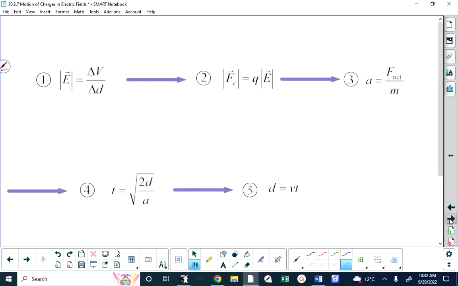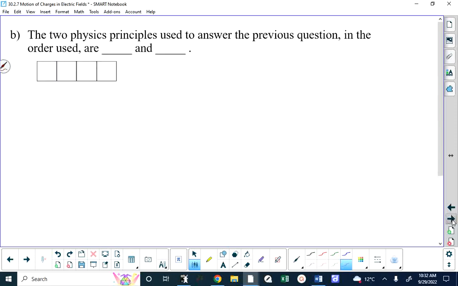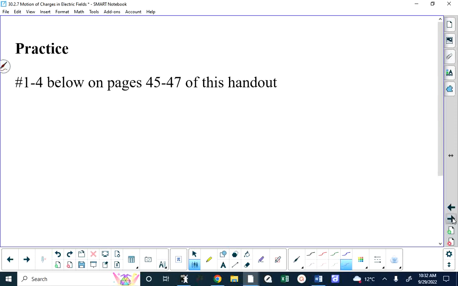I'll leave this up if you want to try that one. Your assignment is to work on questions 1 to 4 on pages 45, 46, and 47. I think what that means is there's actually an A and a B for these. You have a calculation and then the 2 physics principles.